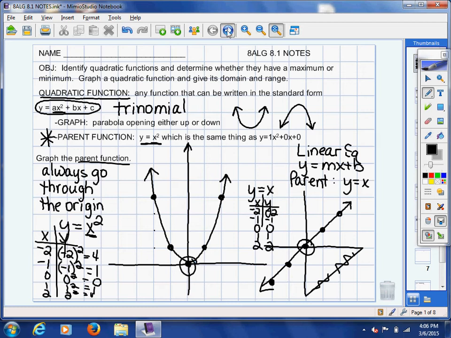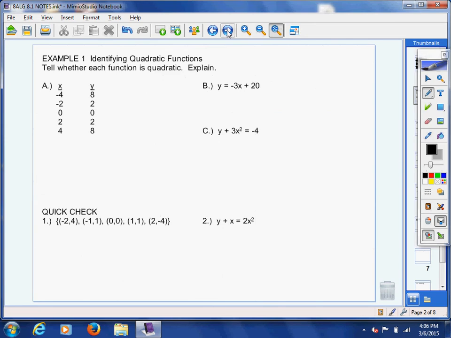Okay, well, let's get to our objective for today in this particular example, and that is we're going to identify quadratic functions from a table. So that's what letter A is all about. We have a table here of data that we need to evaluate, and we have to tell whether each function is a quadratic and explain ourselves a little bit.